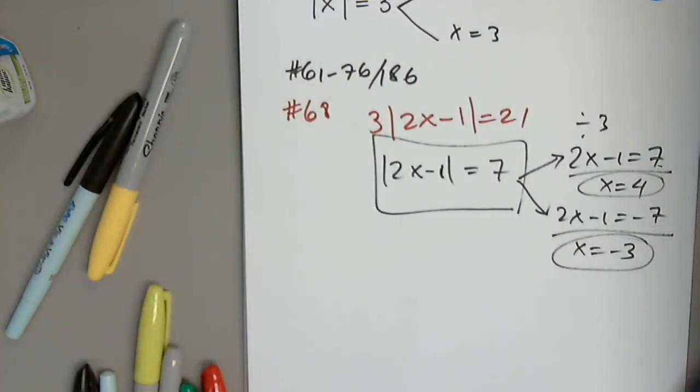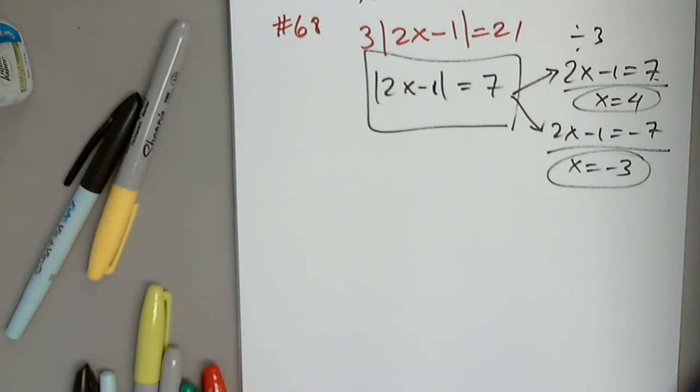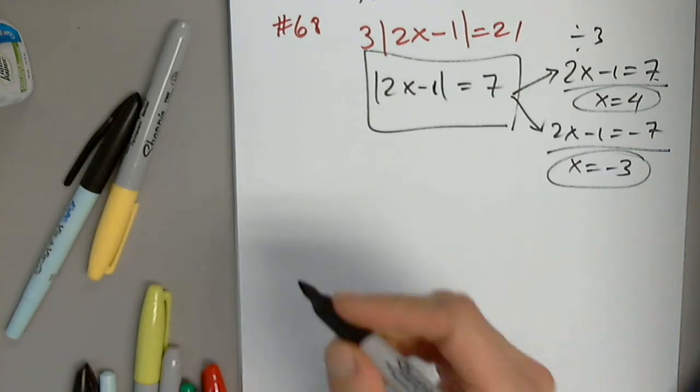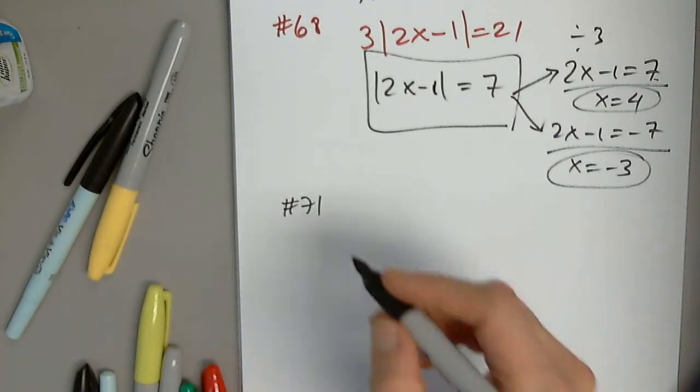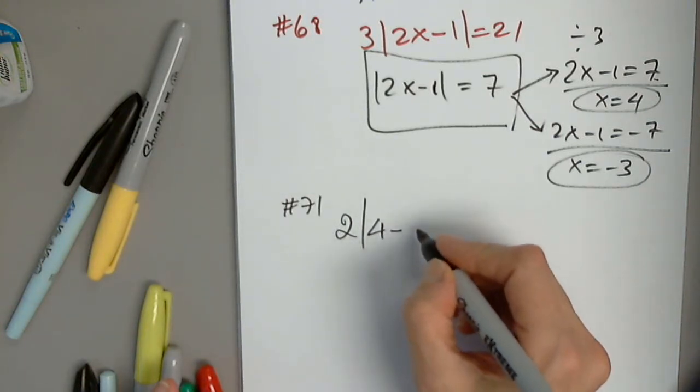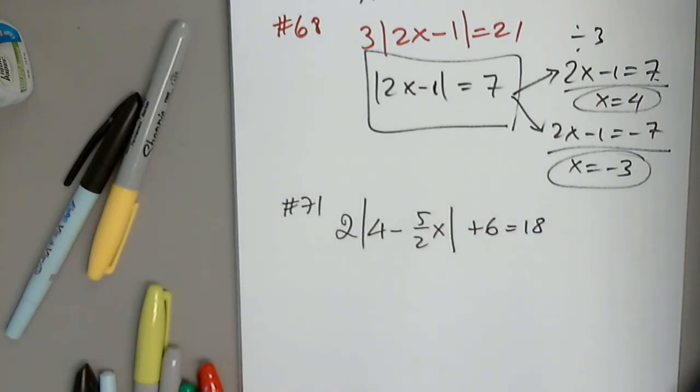Some of them may not be exactly review. They may be a little bit more sophisticated than what you've seen, but we covered everything from previous courses. In which one? 71 it is. 71. I see it. 2 times the absolute value, 4 minus 5/2 x plus 6 equals 18.